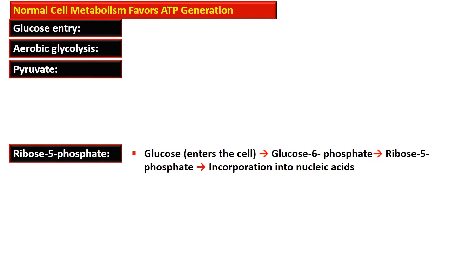Ribose 5-phosphate is formed by glucose. As glucose enters into the cell, it is converted into glucose 6-phosphate, then into ribose 5-phosphate that is incorporated into nucleic acid.